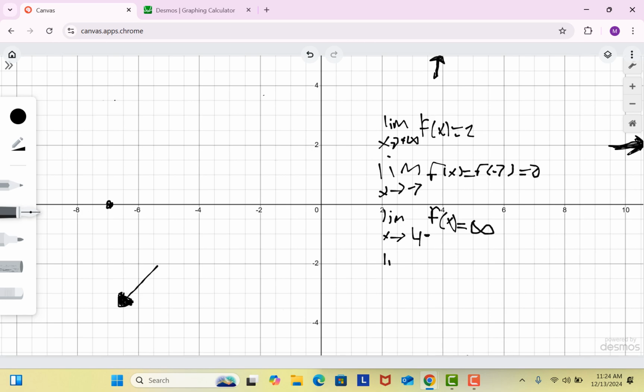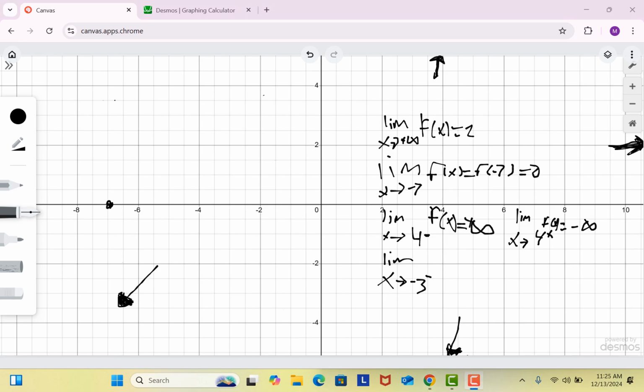Our next limit that we're given is as x approaches 4 from the right side. I'm sorry, I forgot to give you that value. So when x approaches 4 from the right, f of x will equal negative infinity. So this means that we're going to be coming down because it's a negative. So it's going to be down because of the negative infinity. The other one is positive infinity, by the way.